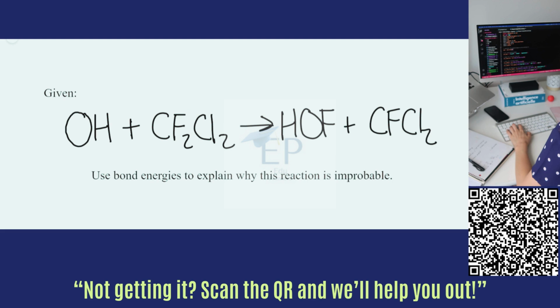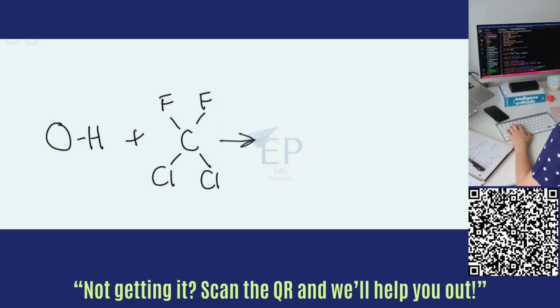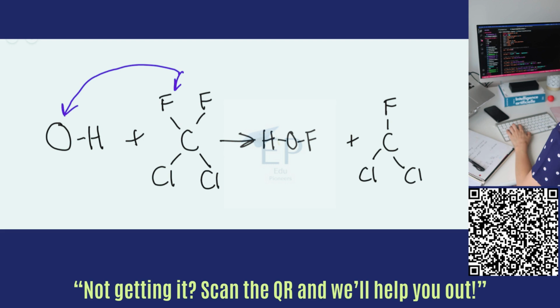If we draw in all of the bonds explicitly, on the left-hand side, we have an OH bond, two CF bonds, two CCl bonds, and on the right, we will have an HO bond, an OF bond, a CF bond, and two CCl bonds. What happens here is that this fluorine, or that fluorine, moves and bonds with this hydroxyl radical.